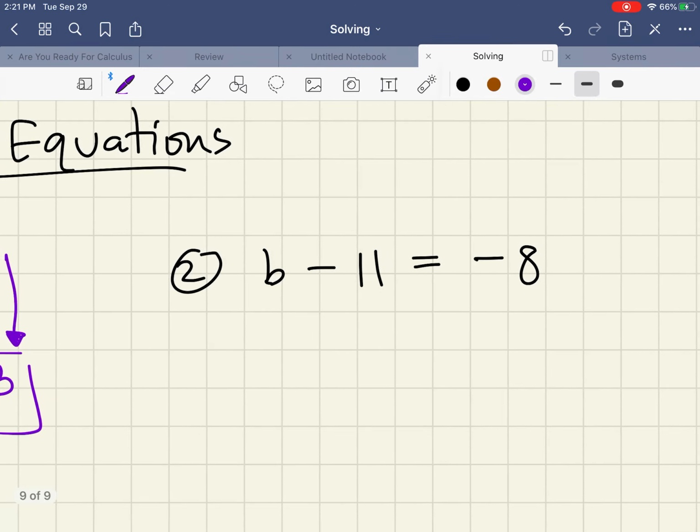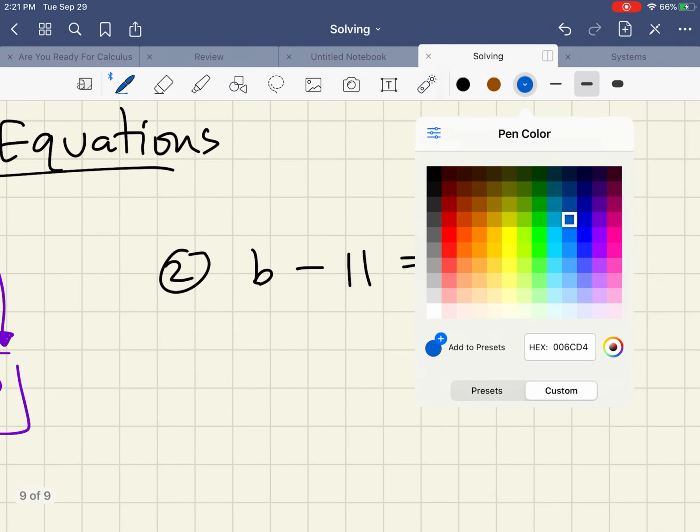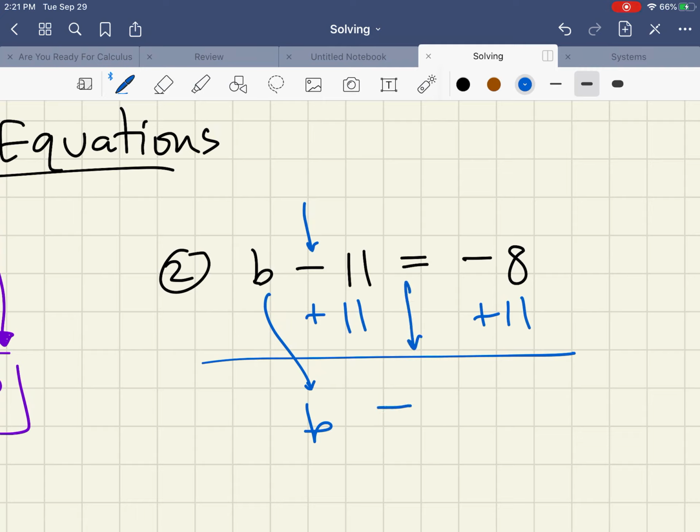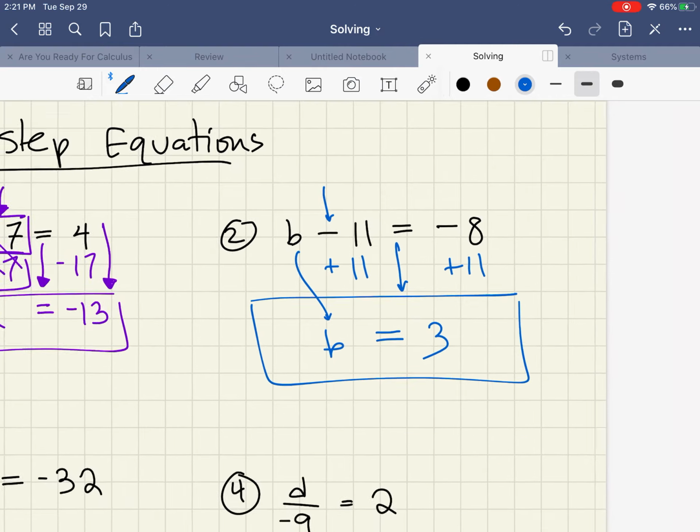Second problem, B minus 11. Very similarly, I have a minus 11 here. If I add 11, that will cancel. Dropping the B down, drop the equation down, or the equal sign, and I have negative 8 plus 11 is equal to 3. And that one's done. These are not lengthy problems.